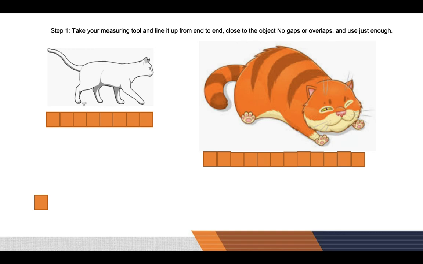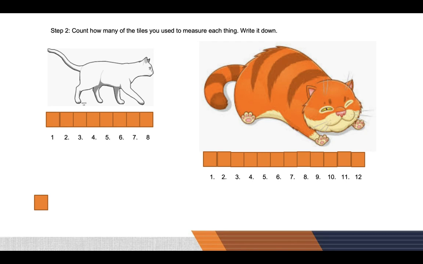So step 1, take your measuring tool. Our tool in this case is orange tiles, all the same size, and line it up from end to end, close to the object. If it's too far away from the object, it might not be so accurate. And we are also making sure that we have no gaps in between each tile and no overlapping tiles. And we are using just enough, not too many, not too few tiles.